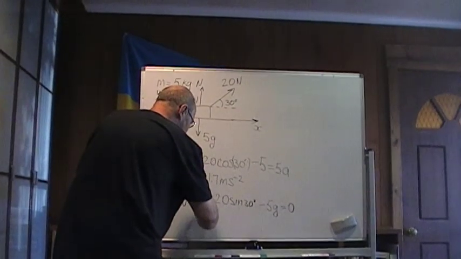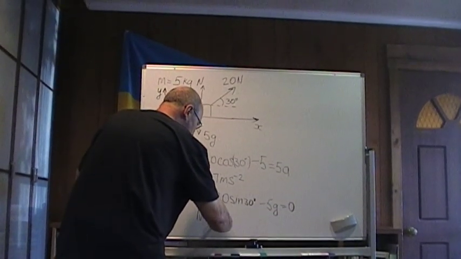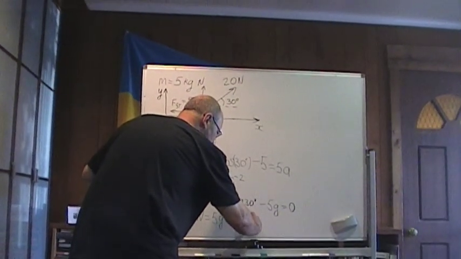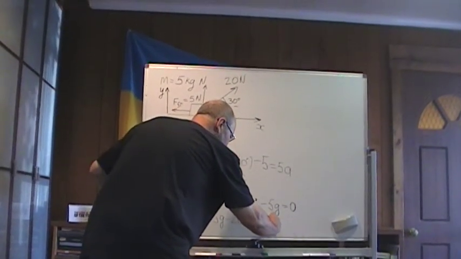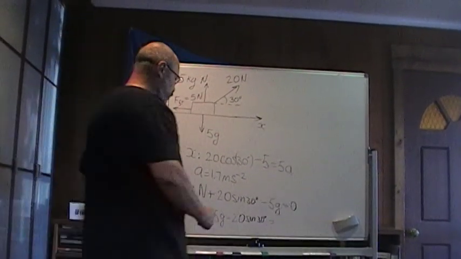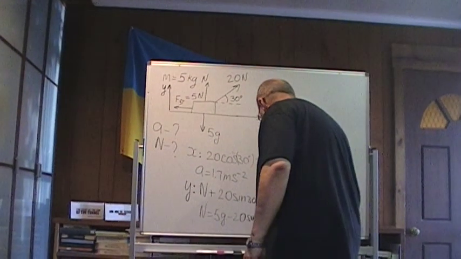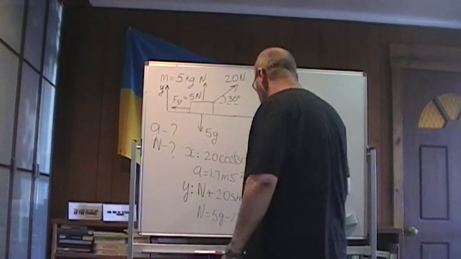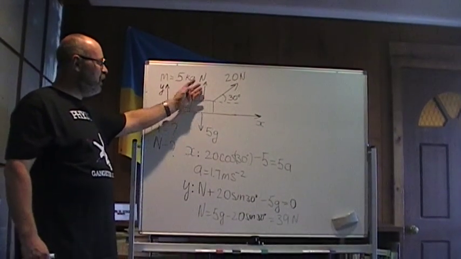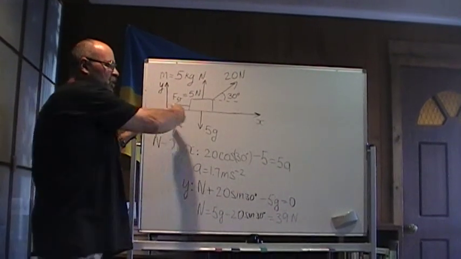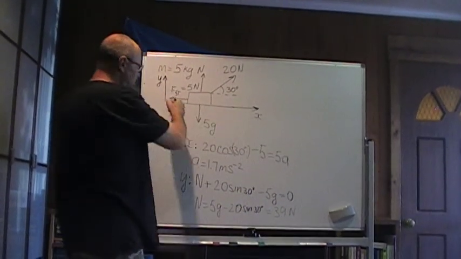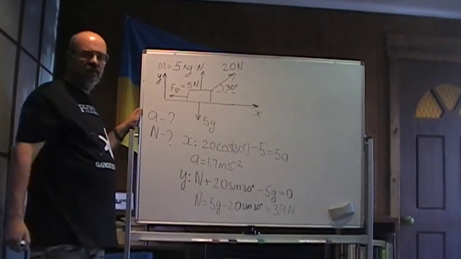From here, the normal reaction will be equal to 5g minus 20 sine 30 degrees, and that will be equal to 49 minus 10, which is 39 newtons. So again, steps: diagram, label forces, choose axes, write down the second Newton's law in the resolution into each axis, and solve for the unknown.